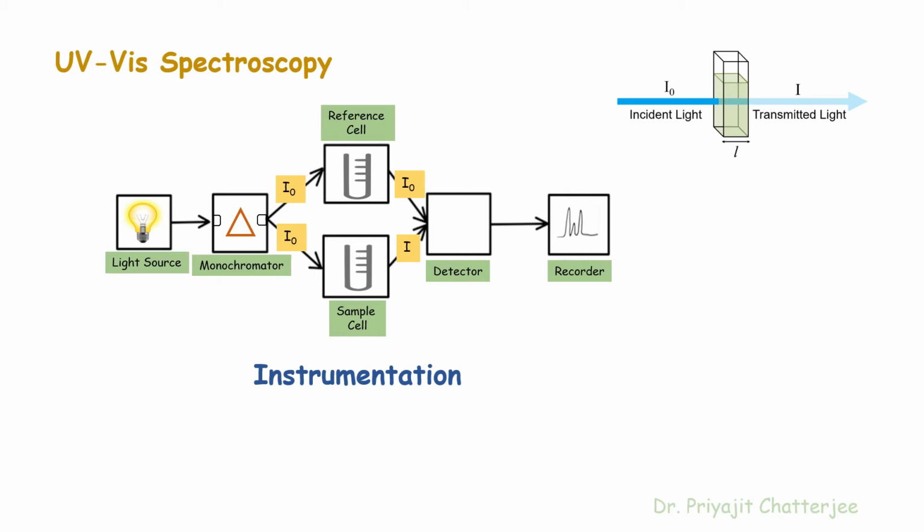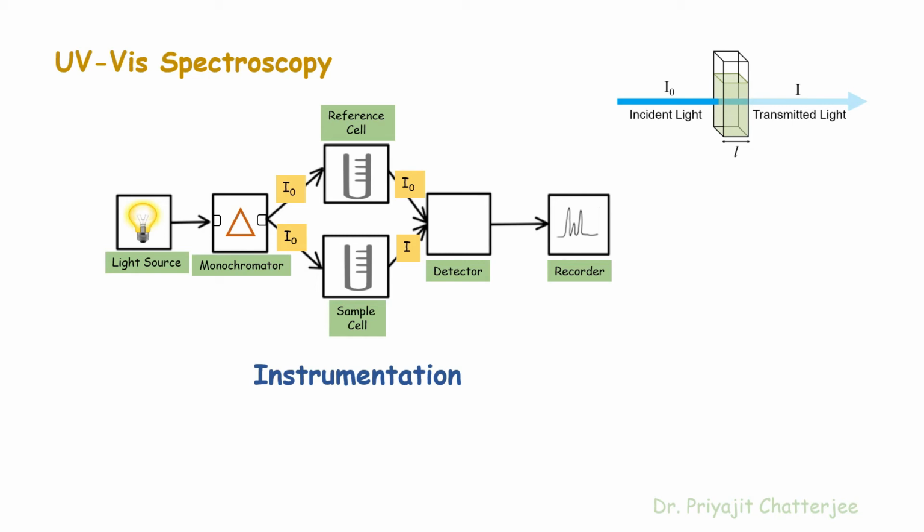So this absorption depends basically on two factors, and this is the law proposed by Beer and Lambert. According to this law, if the concentration of the sample is increased, then absorption will be greater, and if the path length of the cuvette is longer, absorbance will be more. So the absorbance depends on two factors. The first one is the concentration of the sample, and the second one is the light path of the cuvette.